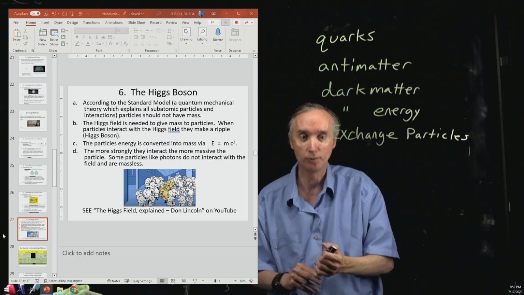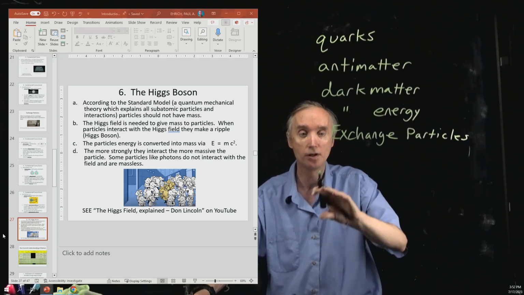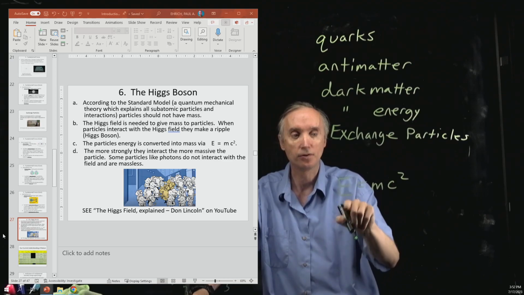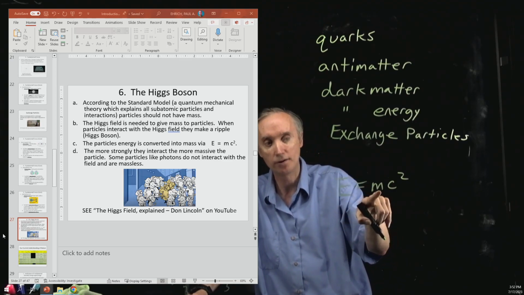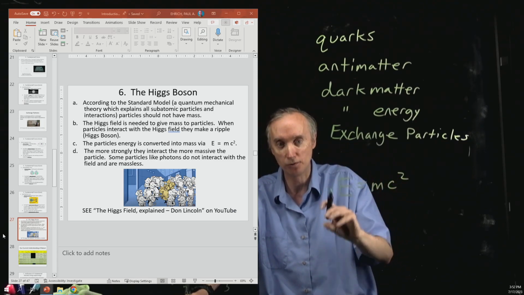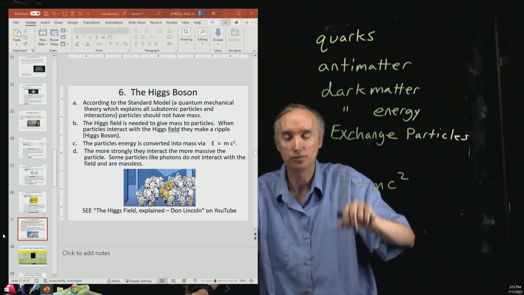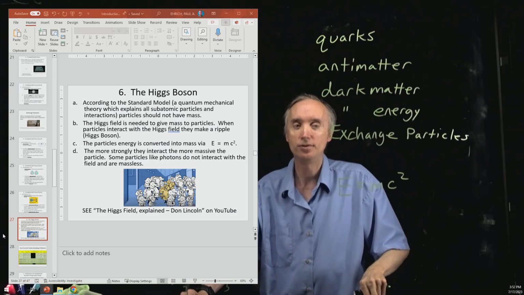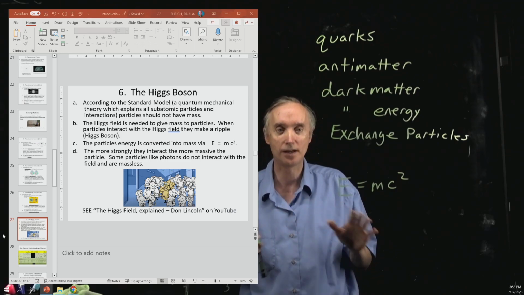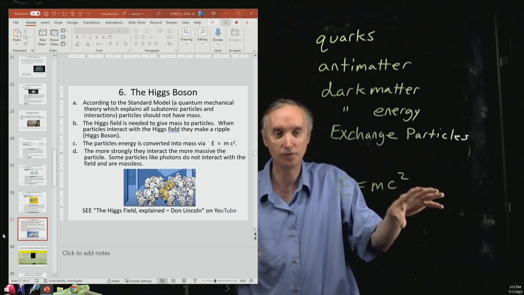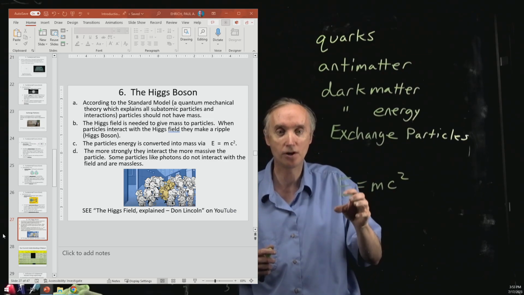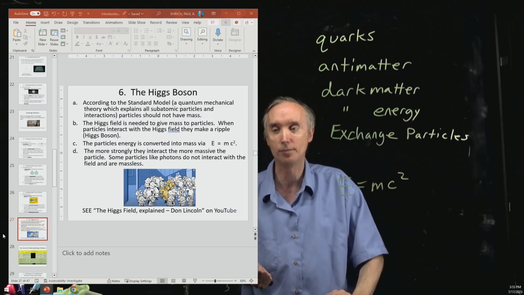The more energy the ripple has, the more mass it gives to the particle, because E equals mc squared. So the greater the amount of energy, the greater the mass. So the greater the ripple in the Higgs field, and that ripple is the Higgs boson, the more mass is given to a particle. So what would you need to know for the exam? The Higgs boson gives mass to particles. That's it. Now, if you can understand all of this with the Higgs field and the Higgs boson and how it interacts, that's great. But just know that the Higgs boson is what's responsible for giving mass to particles.